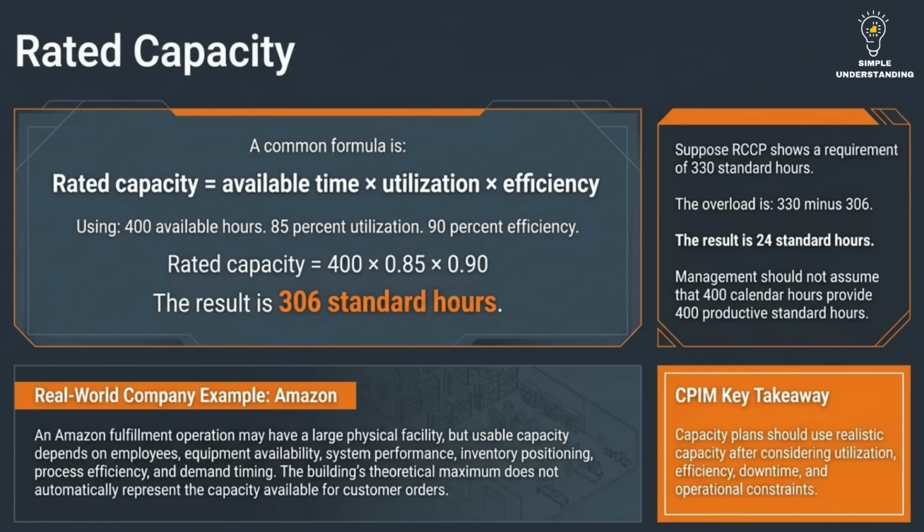Real-world company example, Amazon. An Amazon fulfillment operation may have a large physical facility, but usable capacity depends on employees, equipment availability, system performance, inventory positioning, process efficiency, and demand timing. The building's theoretical maximum does not automatically represent the capacity available for customer orders. CPIM key takeaway. Capacity plans should use realistic capacity after considering utilization, efficiency, downtime, and operational constraints.